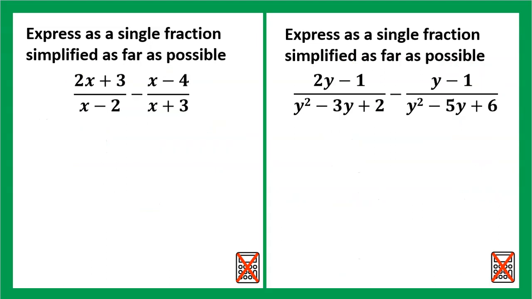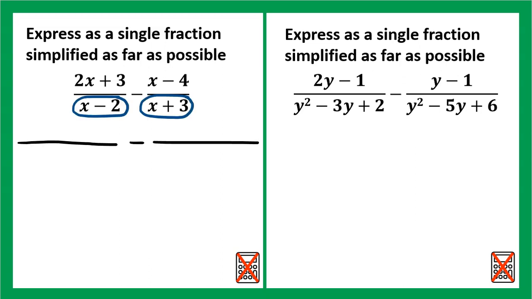These are the advanced questions, which cover some of the hardest questions that you can get on this topic. A common denominator of x minus 2 and x plus 3 would be x minus 2 bracket x plus 3.